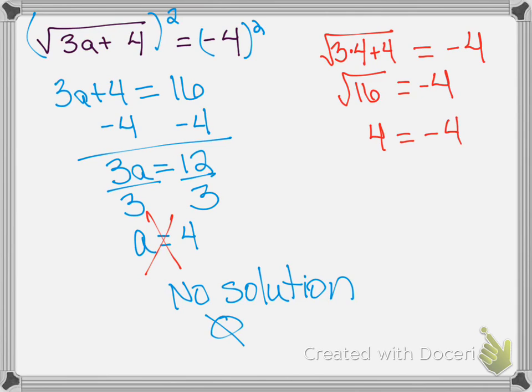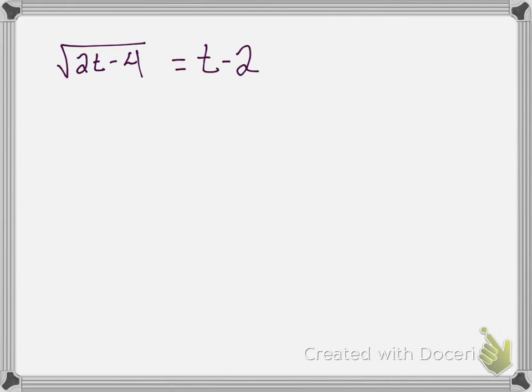Okay. So now I'm looking at this problem. Does this problem have my radical isolated? Is it on one side? Yes, it is. The square root of 2t minus 4 is on one side. The other side has t minus 2. I am going to square both sides. When I square the square root of 2t minus 4, I get 2t minus 4.